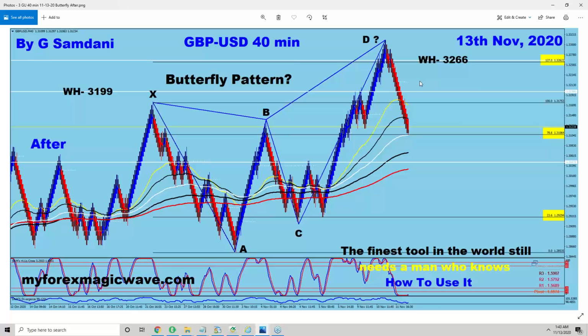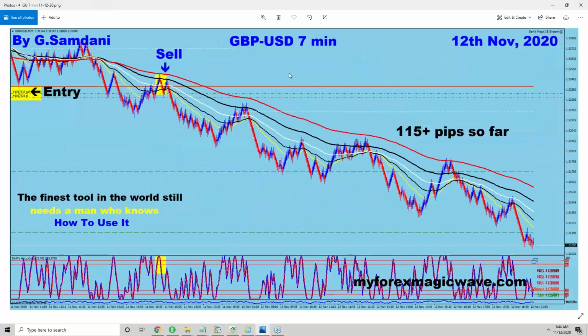And that is my 7-minute chart, from 40 to 7. I have a setup, a turning point on a 40, then I try to get in from the 7-minute chart based on certain conditions. So what are they? And what is the 7-minute chart? This is what it is.